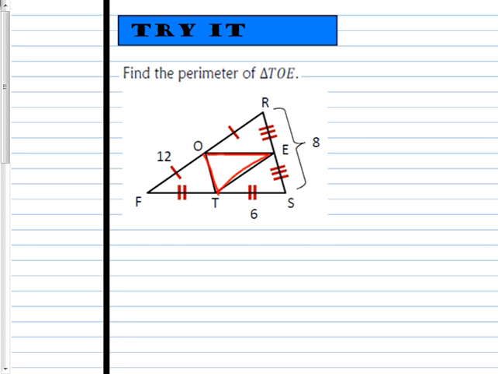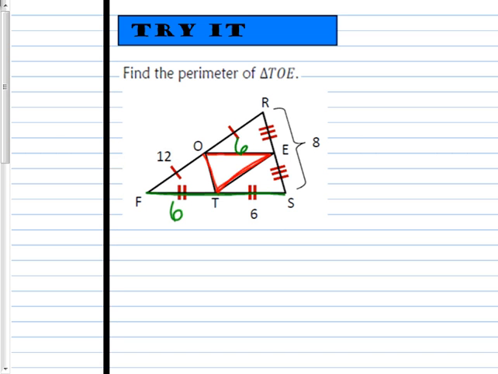This inside one, I noticed that O is a midpoint, E is a midpoint, and T is a midpoint, so we're dealing with all these 3 midsegments. I can tell they're midpoints by how the triangle is marked up. So OE is going to now be half of FS. Now, if this side is 6, that side is 6, so 12. What's half of 12? Well, it's 6.